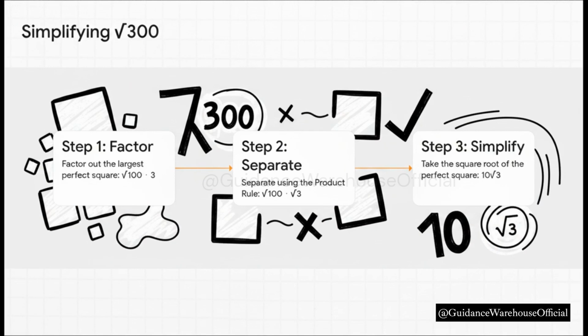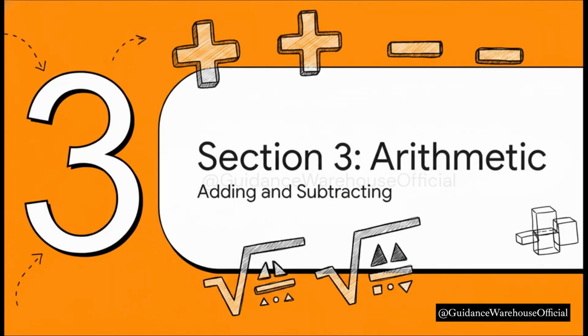Let's use that product rule on the square root of 300. Now, the main strategy here is to hunt for the biggest perfect square you can find that divides into 300, and in this case, it's 100. So we can rewrite 300 as 100 times 3. Now, thanks to the product rule, we can split that into 2 separate radicals, the square root of 100 times the square root of 3. We know the square root of 100 is just 10, so our final simplified answer is 10 root 3. Much cleaner.